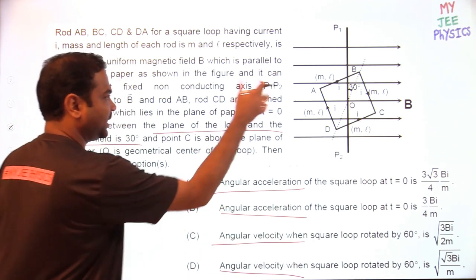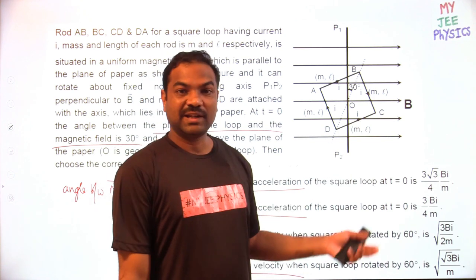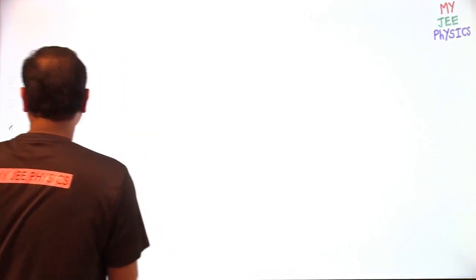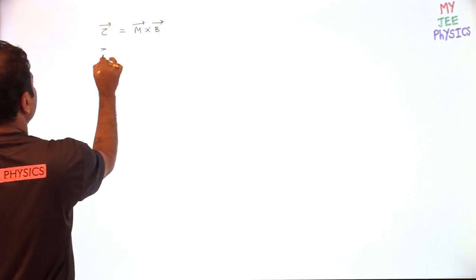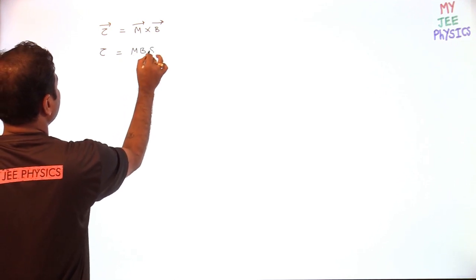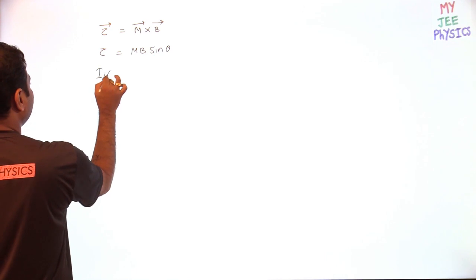When a closed current carrying loop is placed in a magnetic field, it will experience a torque. The torque acting on the closed loop is equal to M bar cross B bar. The torque magnitude is M B sine theta, where theta is the angle between them. So torque is equal to I alpha.